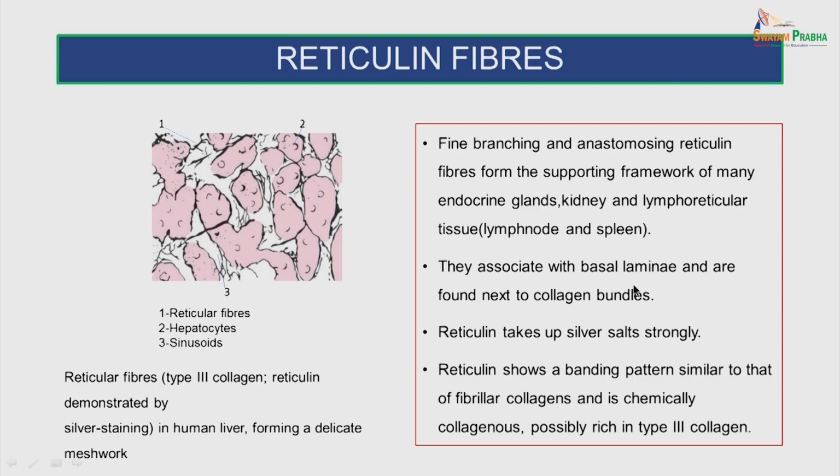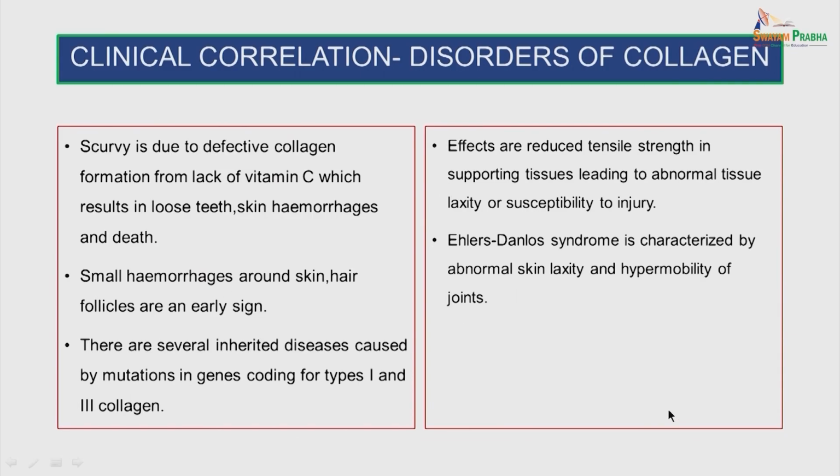They associate with the basal lamina and are found next to collagen bundles. The reticulin takes up silver salts strongly. The reticulin shows a banding pattern similar to that of the fibrillar collagens and is chemically collagenous, possibly rich in type 3 collagen.